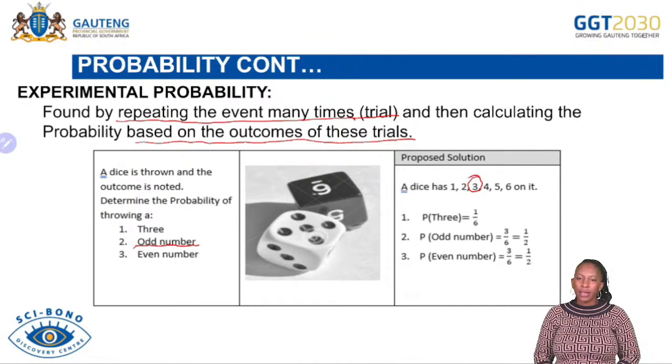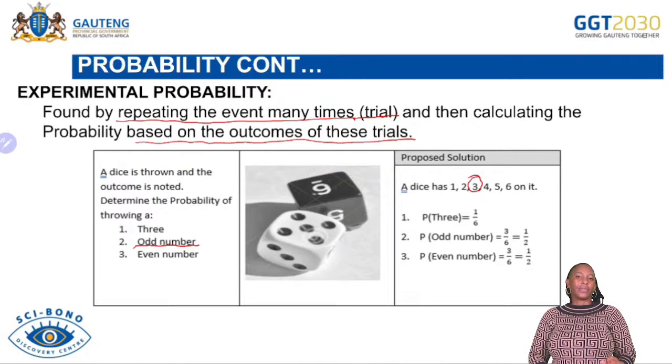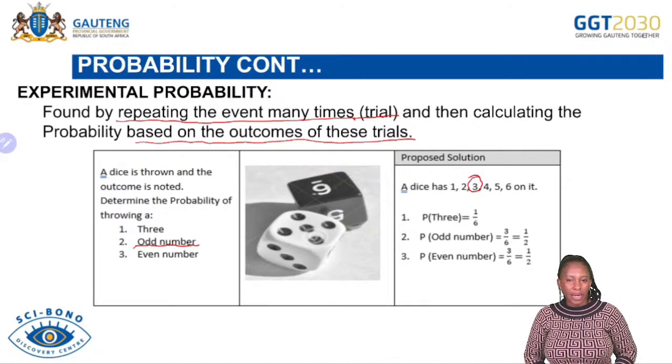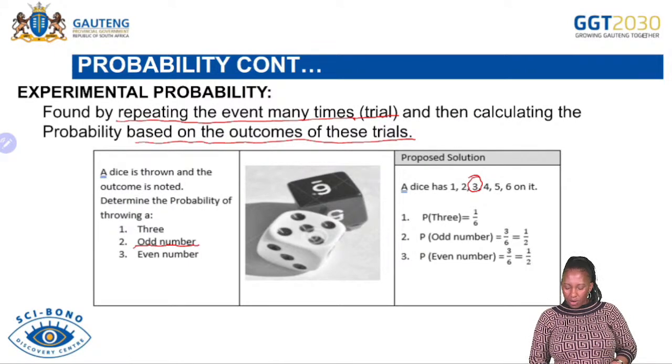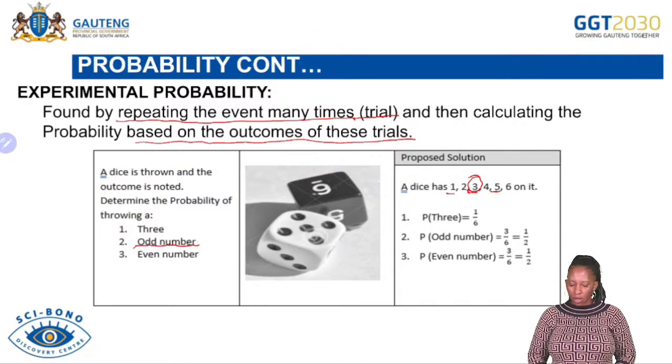Odd number meaning it's a number that is not divisible by 2. It means when you divide it by 2, it will leave a remainder. So which numbers here, when you divide by 2, leave a remainder? We have 1, 3, and 5. Those are the odd numbers. Now they ask you, what is the probability of getting an odd number? It is 3/6. And remember, they said leave your answer in what? In its simplest form. Then you write it as a half.